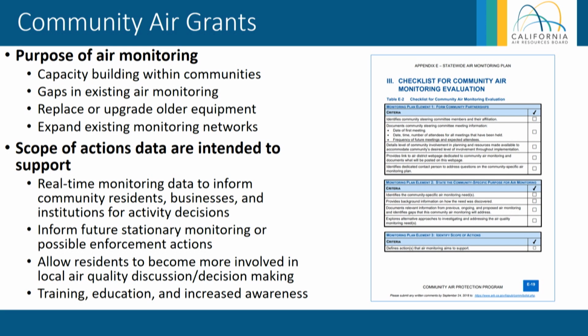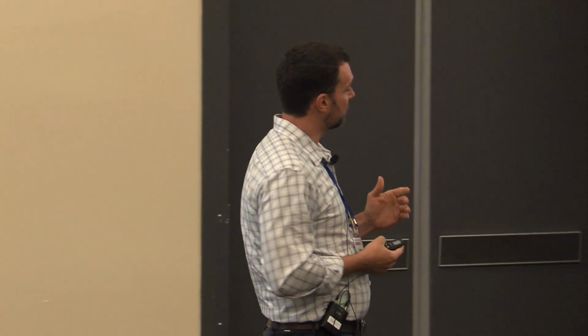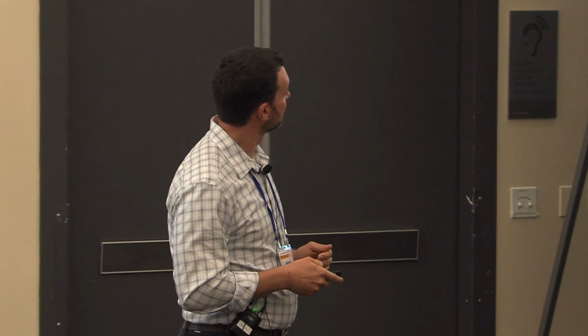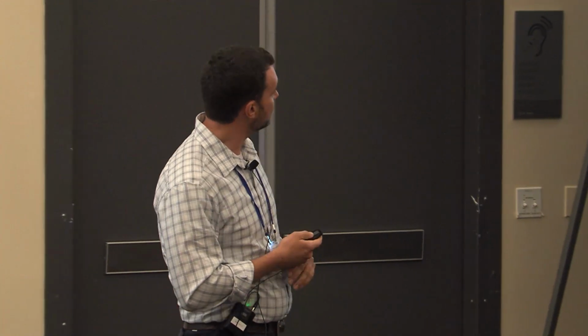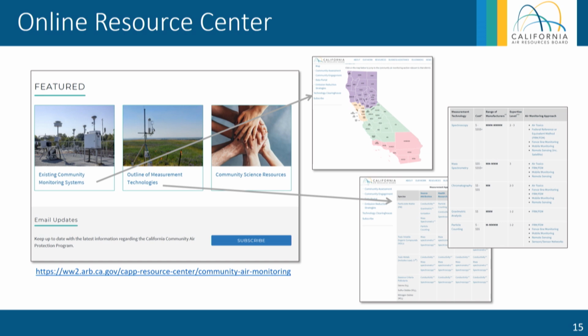And then the last two go back to the capacity building purpose, to allow residents to become more involved in local air quality discussions through training, education, and just general increased awareness. CARB has also produced an online resource center that's on our community air protection website. And these are the three big informational areas on there.